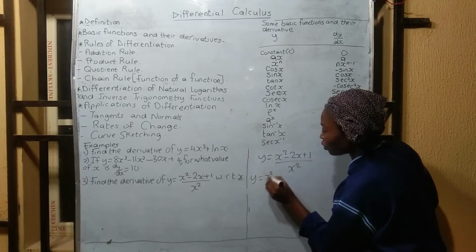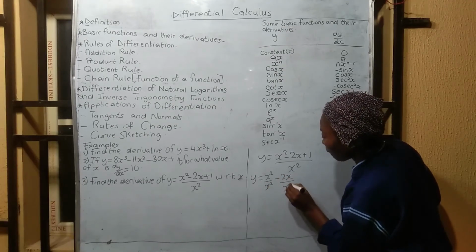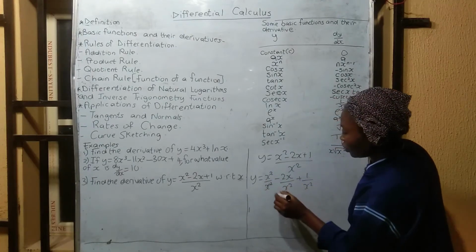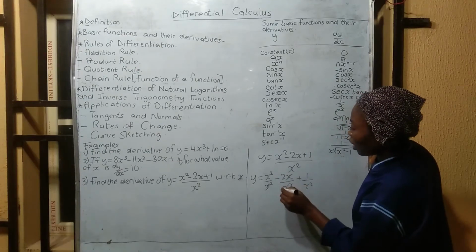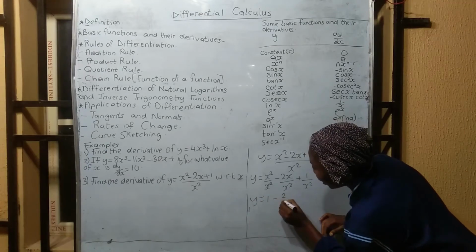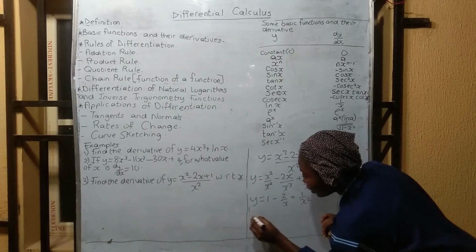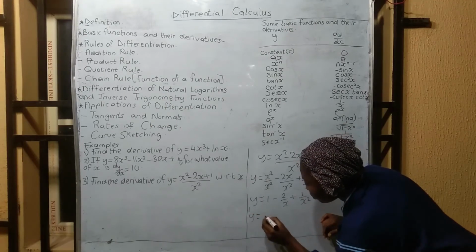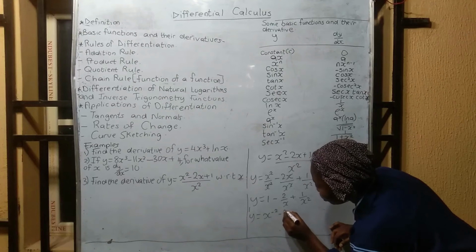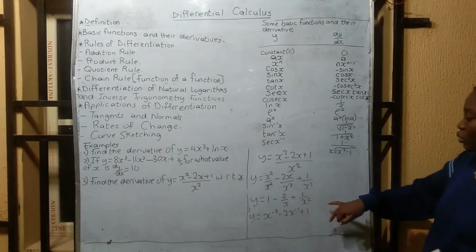Y equals x squared over x squared minus 2x over x squared plus 1 over x squared. Then x squared cancels out, then x cancels one of the x here, and we have y equals 1 minus 2 over x plus 1 over x squared. Now we can also write this as y equals x raised to power minus 2 minus 2x raised to power minus 1 plus 1. So I rewrote this as this now.